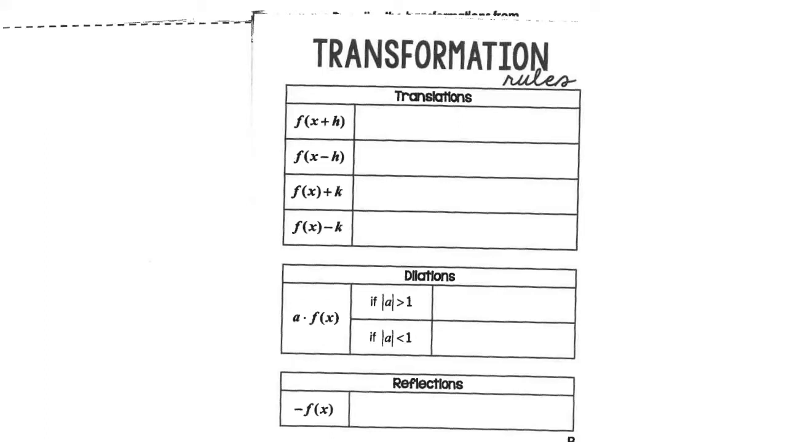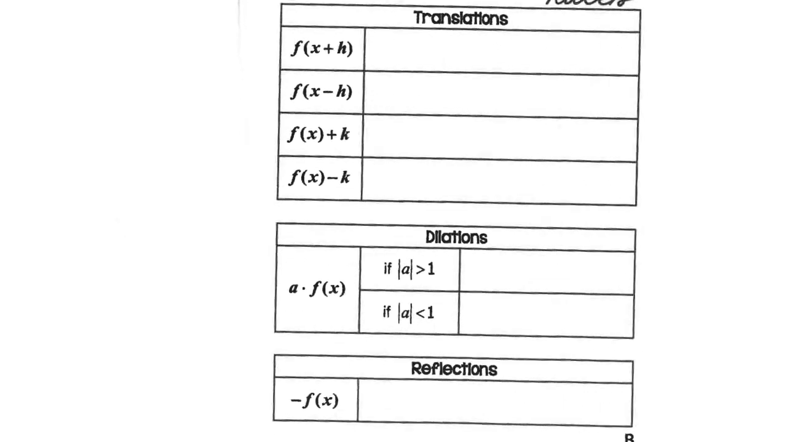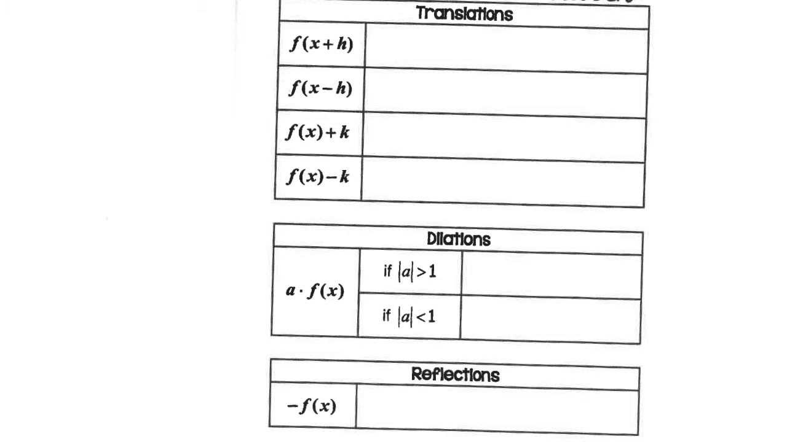Okay, we're adding on to our transformation and parent function notes. The most important page in this whole thing is right here, the transformation rules. Every function obeys these rules, which is why it's the most important. If you notice where the adding and subtracting is taking place, that's the key. So it's adding h on the inside of the parentheses.